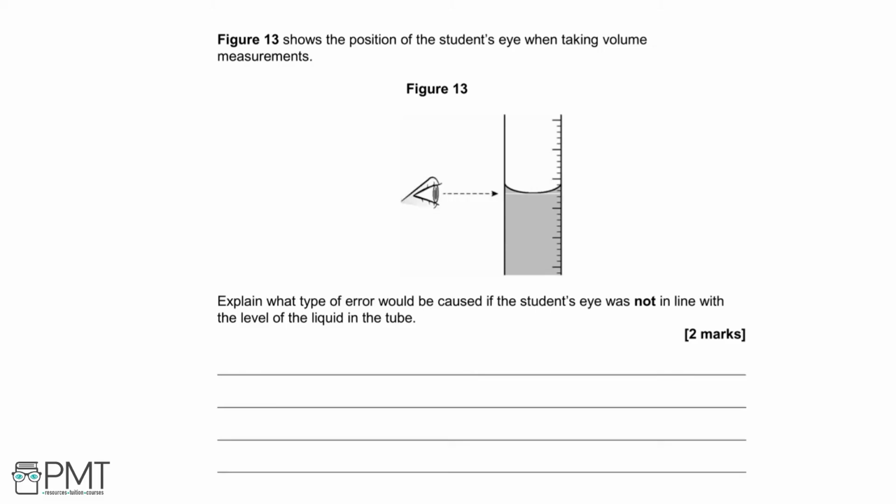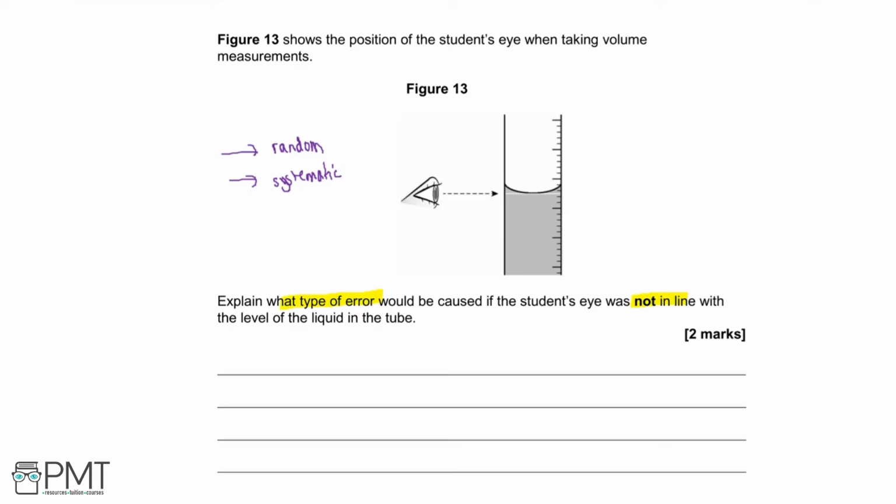Figure 13 shows the position of the student's eye when taking volume measurements. Explain what type of error would be caused if the student's eye was not in line with the level of the liquid in the tube. The two sorts of errors that we can have in experiments are random errors and systematic errors. To answer this question, we need to understand the difference between the two. Random error is when the measured value is different to the true value by an unpredictable and different amount each time. However, systematic error is when the measurement is different to the true value by exactly the same amount each time.